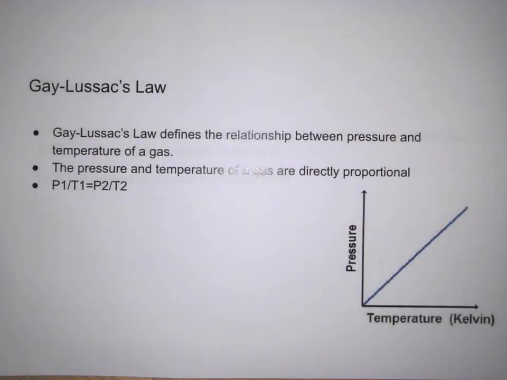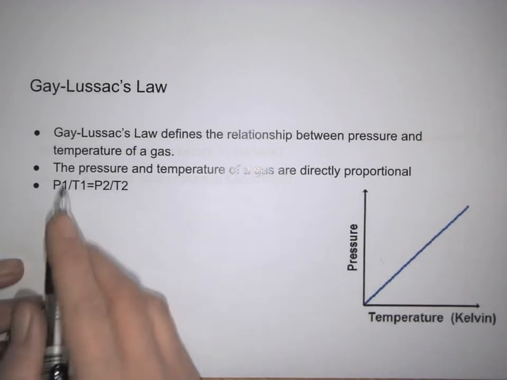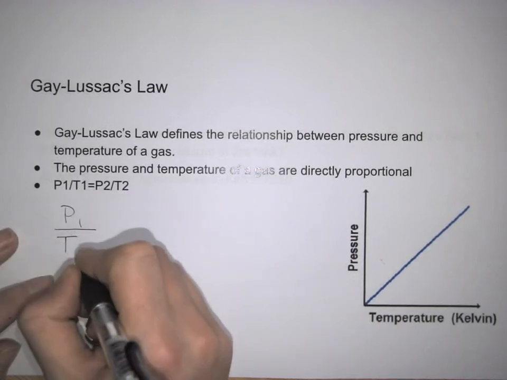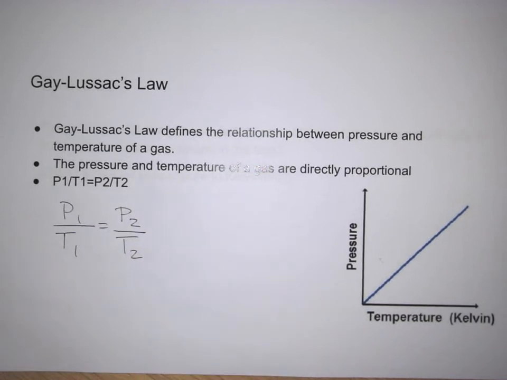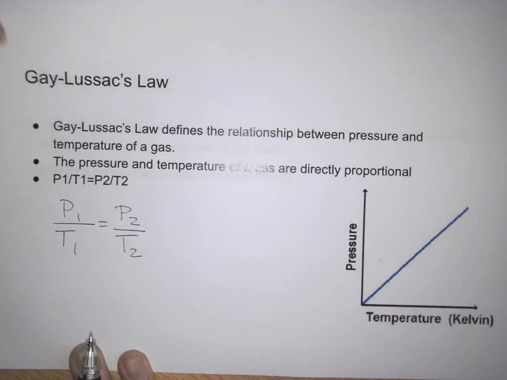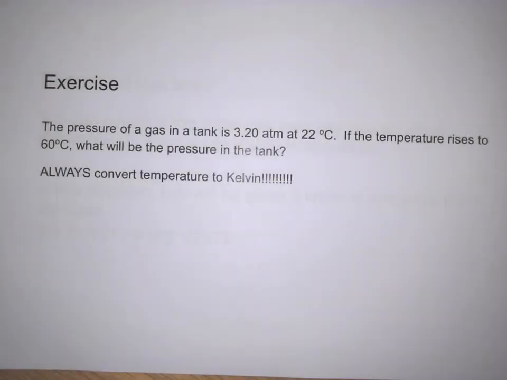Next law is Gay-Lussac's law, and Gay-Lussac's law looks at the relationship between the pressure and temperature, and we can see that P1, the pressure for the first one, divided by the temperature for the first one is equal to the pressure for the second one divided by the temperature for the second one. Same thing here. Temperature needs to be in Kelvin degrees. Really important. So it's the same thinking here. In this case you have atmospheric pressure, but you can actually have the same number for that one. It's no problem.